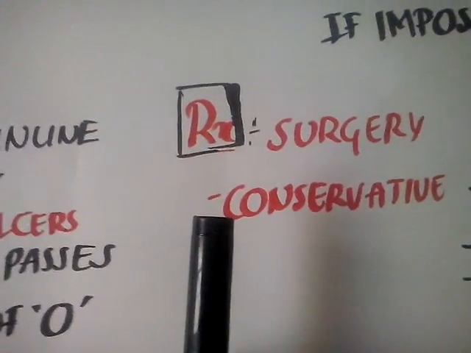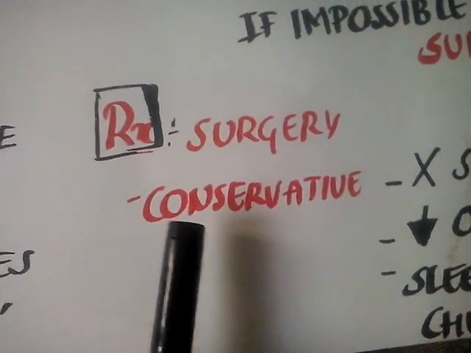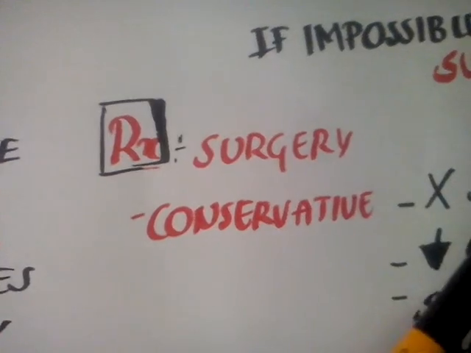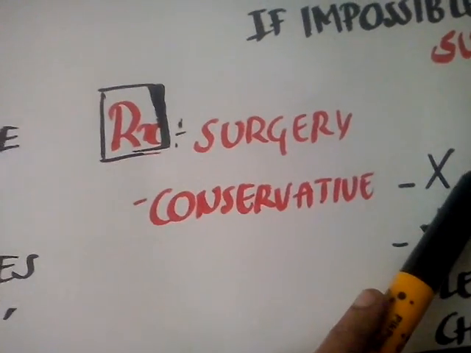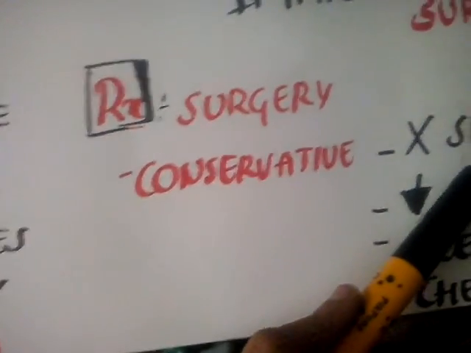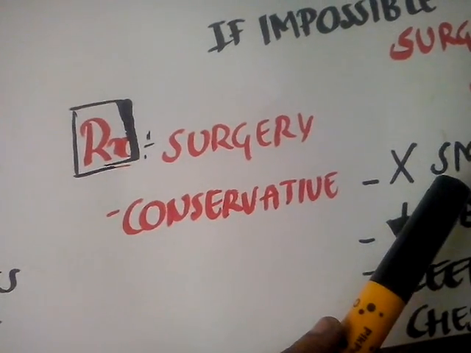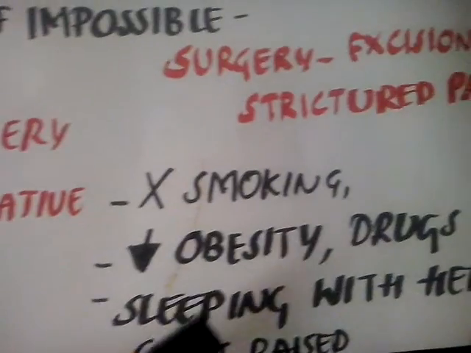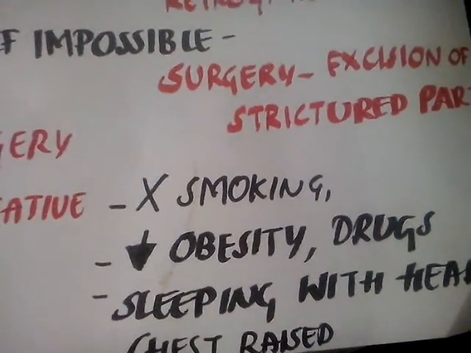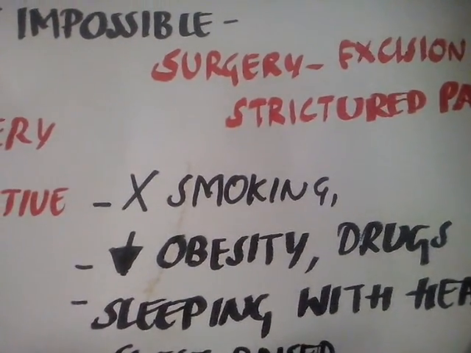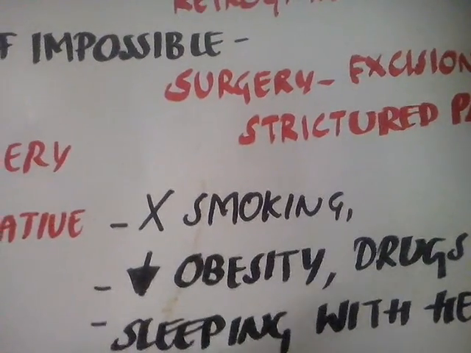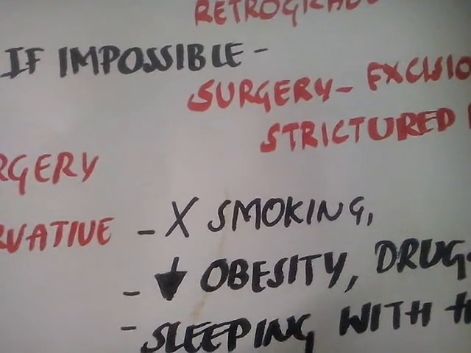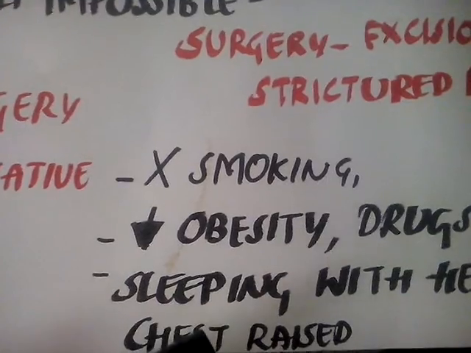For those who are unfit for surgery, conservative measures are taken. Avoid smoking. Reduction of obesity. Decrease drugs like antacids, proton pump inhibitors, and sleep with head and chest raised. Attention to the causes that raise intra-abdominal pressure.